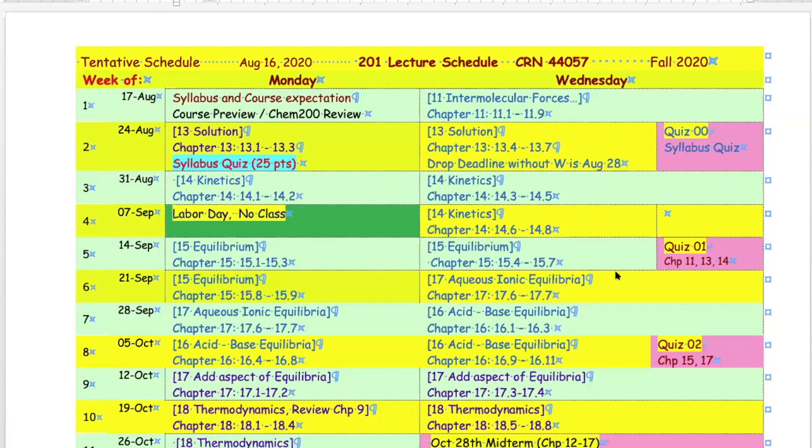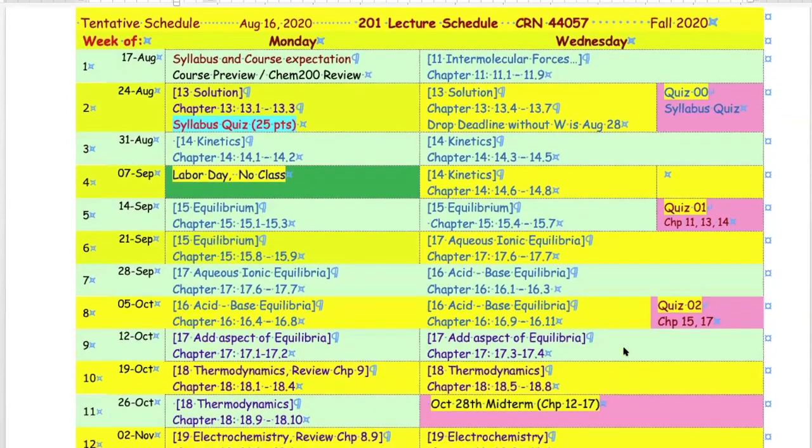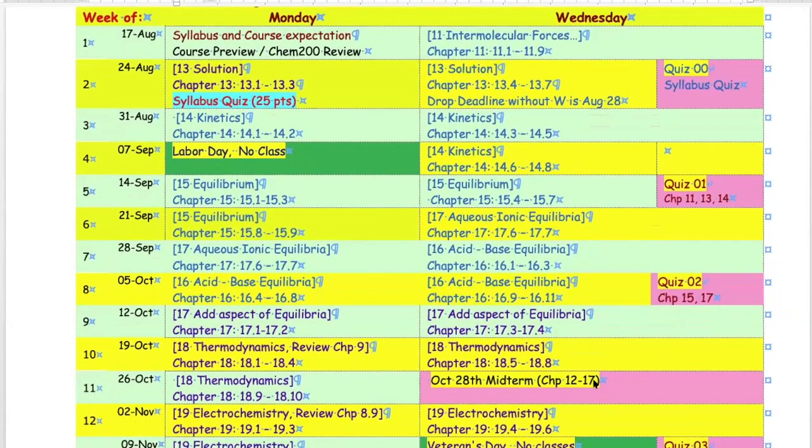So quiz 1 will be solution chemistry and kinetics. Quiz 2 will be on equilibrium. Your midterm will be on everything including acid-base chemistry, and acid-base chemistry is nothing more than equilibrium for specific chemicals. So that's what you see right here in the schedule. The midterm is scheduled in class on October 28th. That's, no, yeah, October 28th. That's what my schedule says.